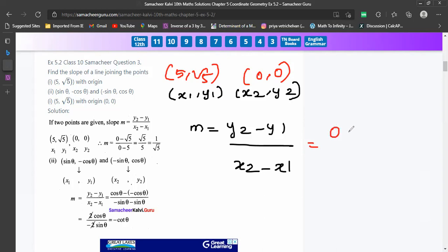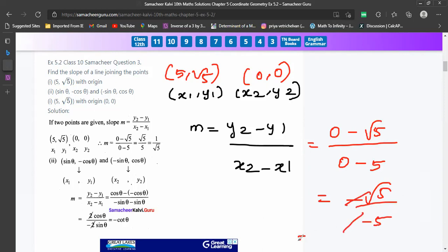So y2 is 0, y1 is root 5. Divided by x2 is 0, x1 is 5. So it would be minus root 5 upon minus 5. Minus and minus will cancel each other. And you can simplify this as 1 upon root 5. Is it clear? Yeah.